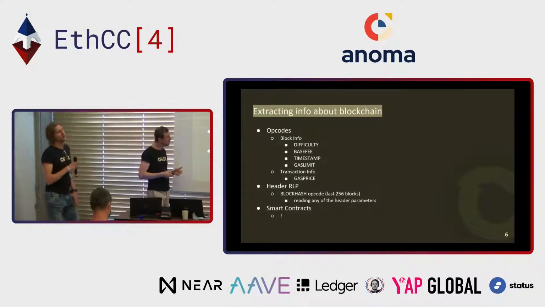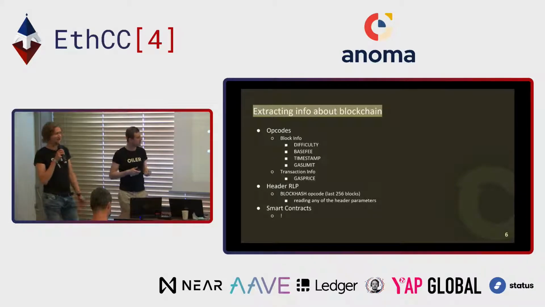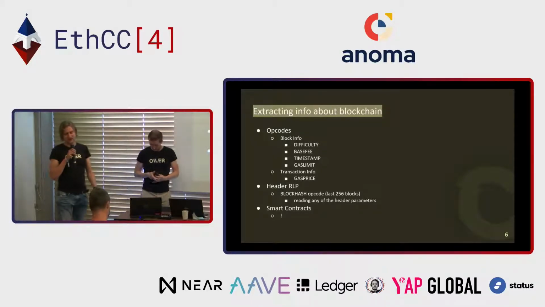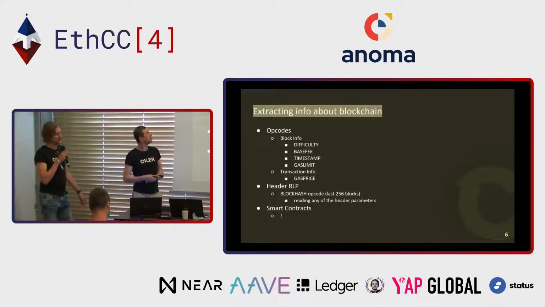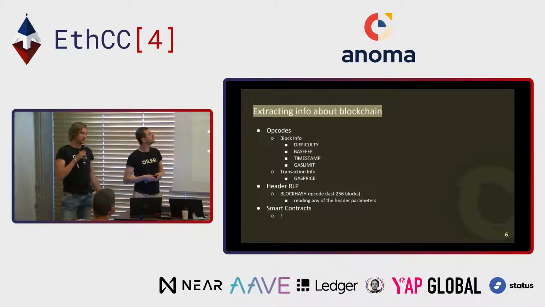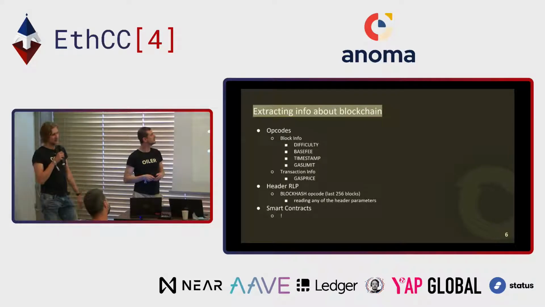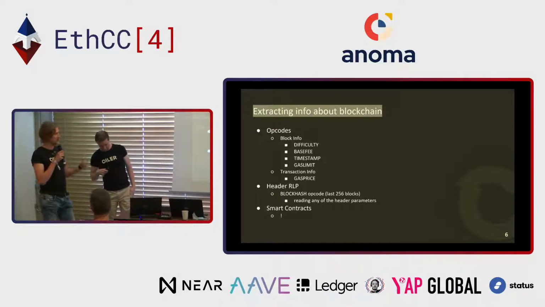Yeah, so usually blockchains contain blocks which contain headers, and headers contain some parameters. In Ethereum, you can extract the parameters from the block, but the limitation is that you can only extract them from the current block, like difficulty or gas limit or timestamp. So the problem is sometimes you need more than the current block. Sometimes you need to look at the past. So we developed a system that allows you to extract information from the blocks back to 256 blocks in the past.